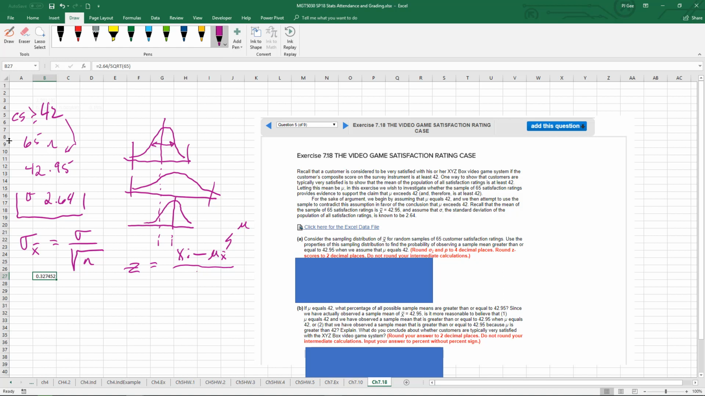here as 0.3274. Okay, so we did that ahead of time, kind of knew what was going to go on here. So if we put this in the equation, what are we going to get?